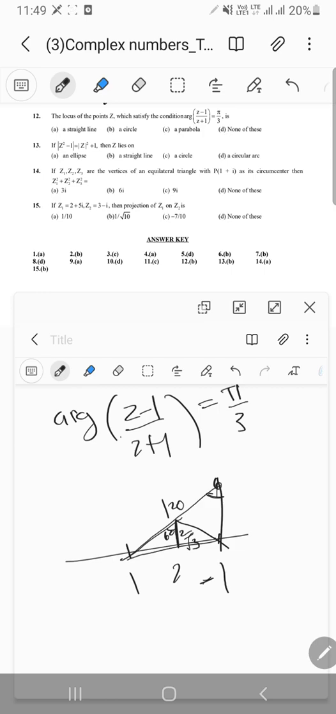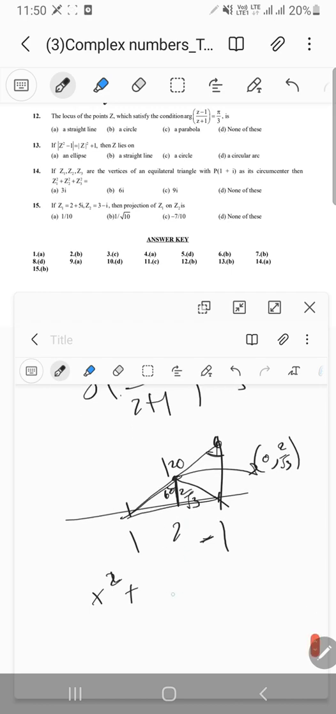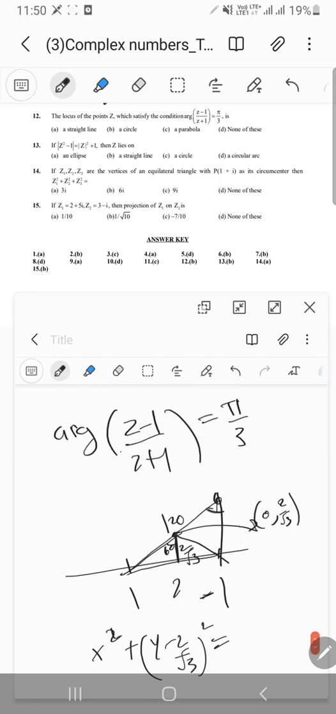2 by square root 3, huh? So this center will be something like 0 comma 2 by square root 3. So it's going to be x squared plus y minus 2 by square root 3 squared equal to the radius squared. The radius is whatever that radius is.